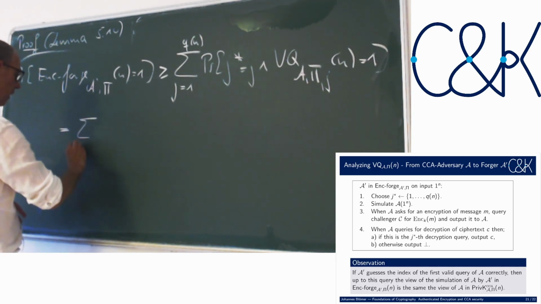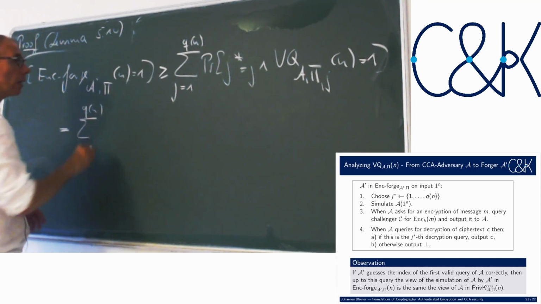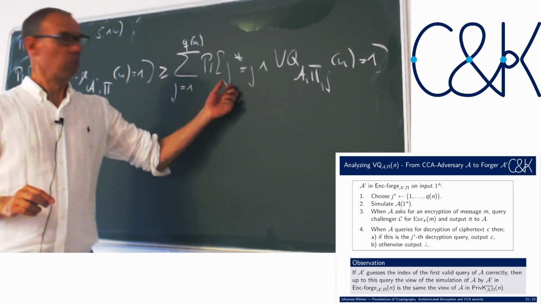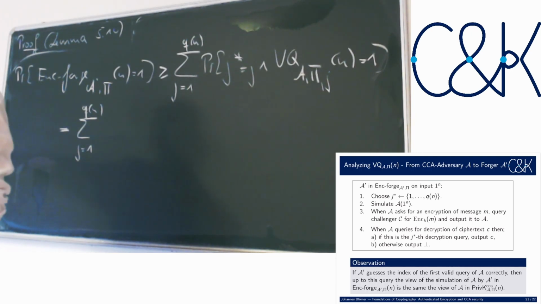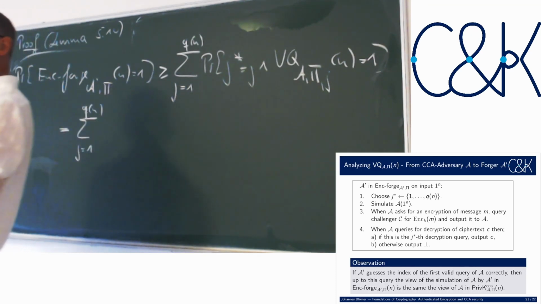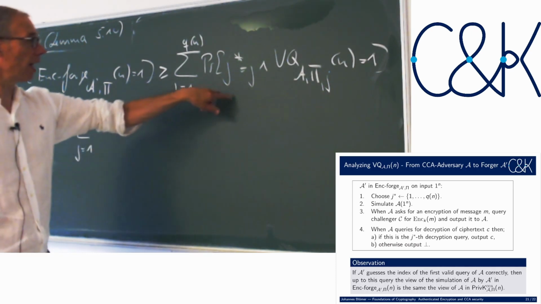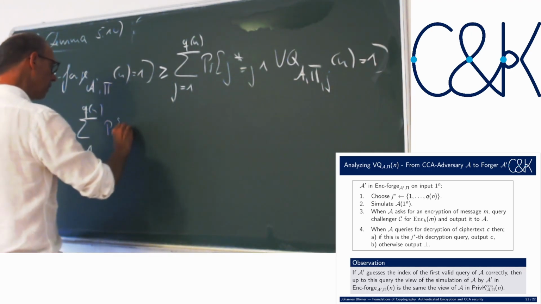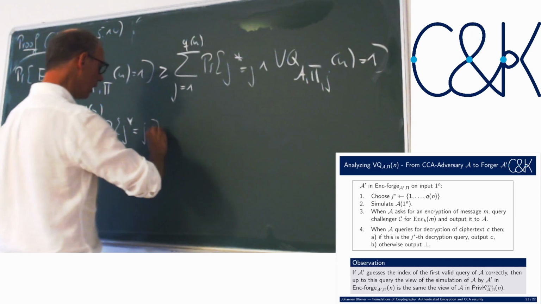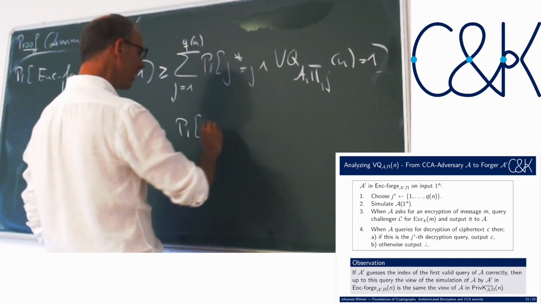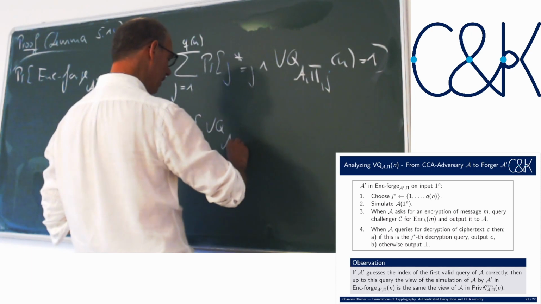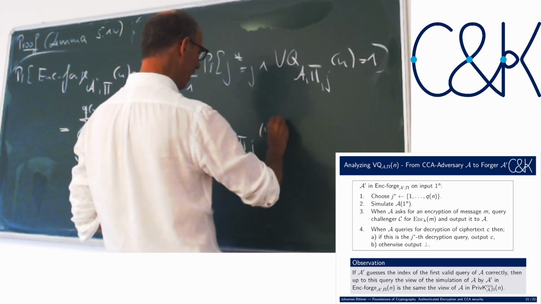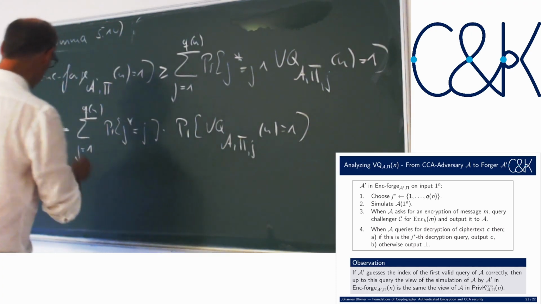Okay, now we can just rewrite this. The sum of all j from 1 to qn. Notice that the guessing of the index has nothing to do with what A sees. Right? This is independent. I pick an independent index, independent from the rest of the choices that are made. So I can rewrite this as a product: the probability that J star is equal to J times the probability VQ A pi J n is 1. So this is independence of A.